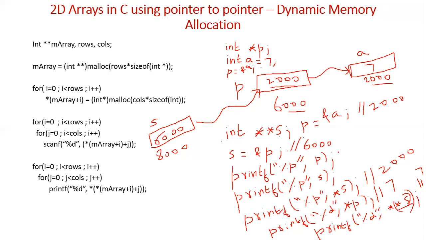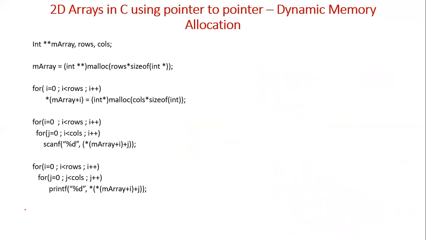With this knowledge, let us try to understand how two-dimensional arrays using pointer to pointer work. When you want to create a two-dimensional array using pointer to pointer, you have to create a pointer to pointer variable. Here we are creating a pointer to pointer variable star star m array, and rows represents the number of rows in the two-dimensional array, and columns represents the number of columns. They should be initialized with some values, maybe 2, 3, or whatever it may be.